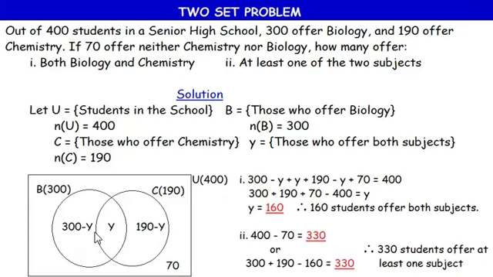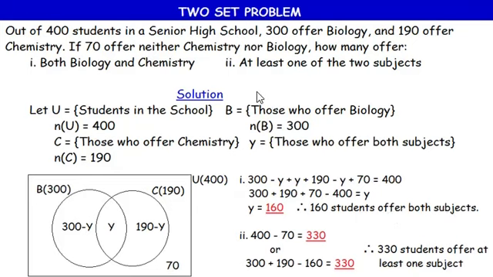So we have 300 minus Y, okay, 300 minus Y plus Y plus 190 minus Y plus 70. Everything must be equal to the universal set of what? Of 400. Alright, so we are just going to find the value of Y. Right, so here clearly Y cancels Y, negative Y plus Y, it cancels out. So you are left with 300 plus 190 plus 70, and then we bring the 400 here, so minus 400 is equal to Y. Right, and when you solve it, you are going to get your Y to be equal to 160. So therefore 160 students offer both subjects. Right, as simple as that.